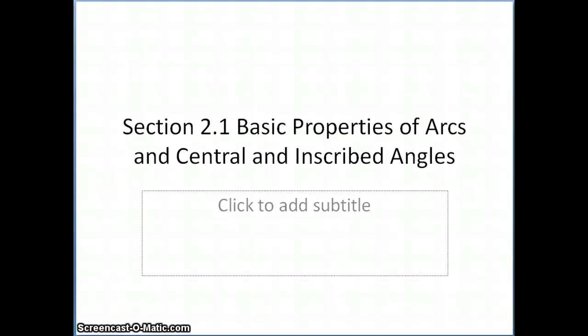In Chapter 2, we talk about circles and the related properties. First, we look at Section 2.1, Basic Properties of Arcs and Central and Inscribed Angles.